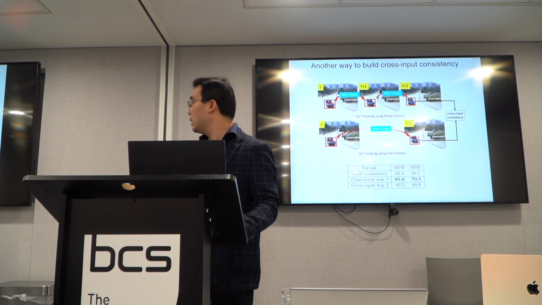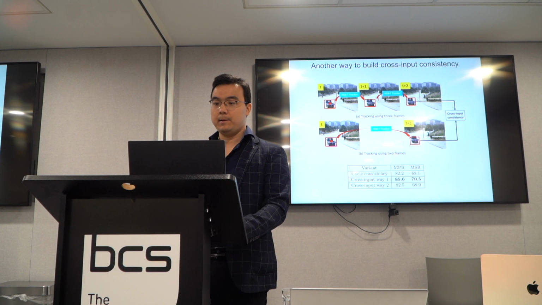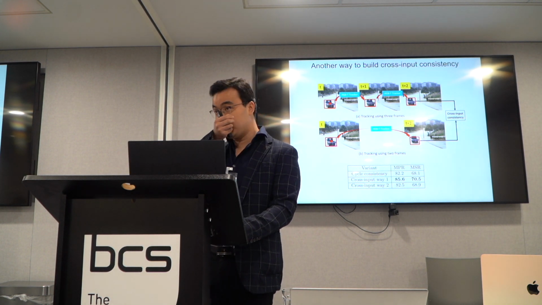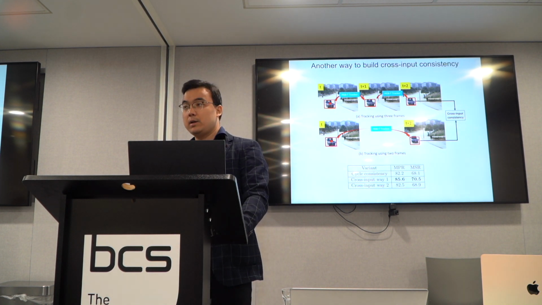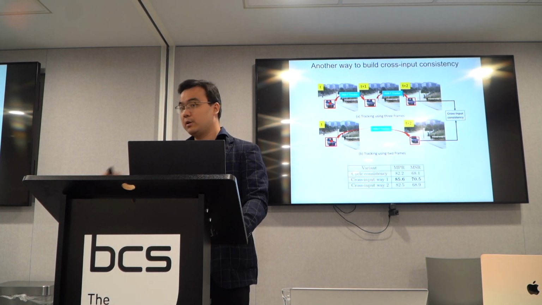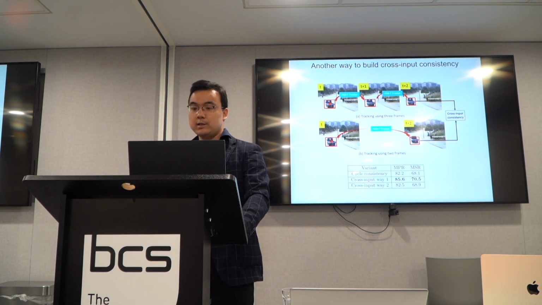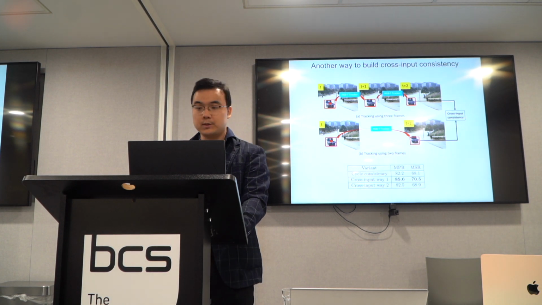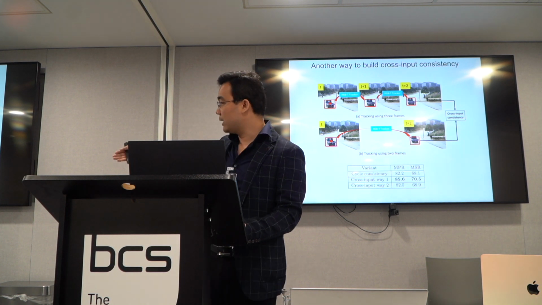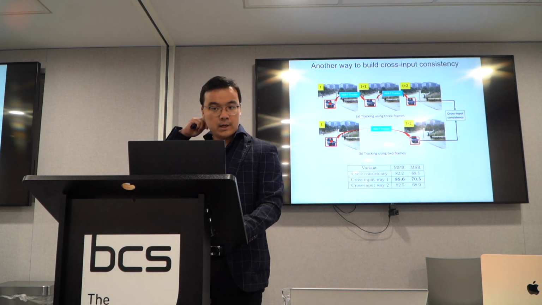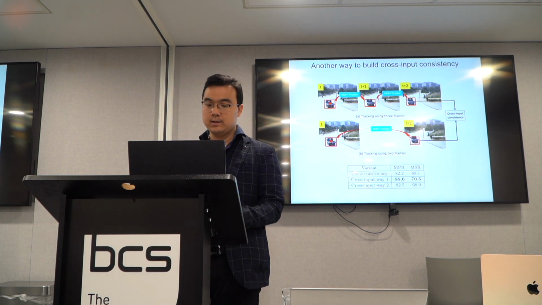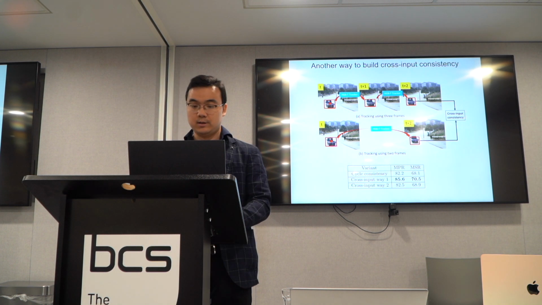I also propose another way to construct cross-input consistency. As I mentioned, we can track the object using different rules. In the first branch, I'm using all three frames in the training process. But in the second branch, we track the object from the first frame directly to the frame t+2. So in this case, I can also compute the cross-input consistency. As shown in the table here, this idea is not as effective as the first one, but still slightly better than the cycle consistency training.